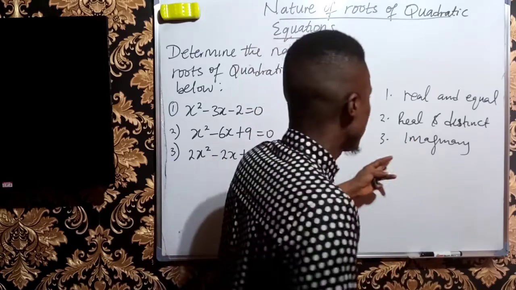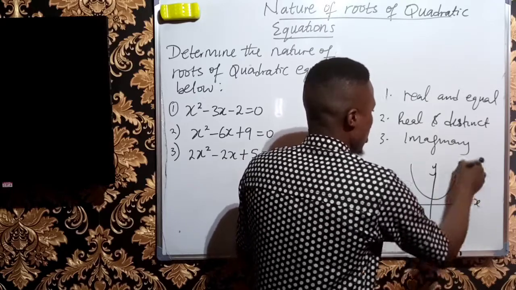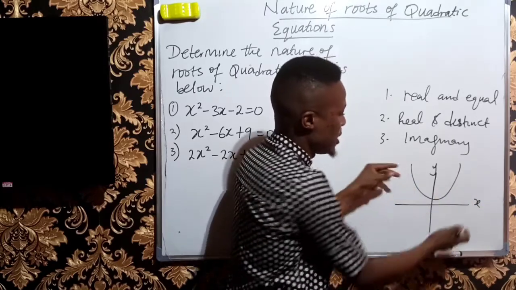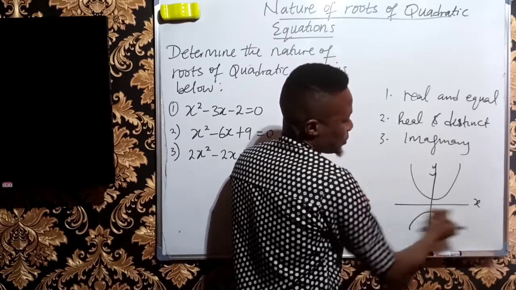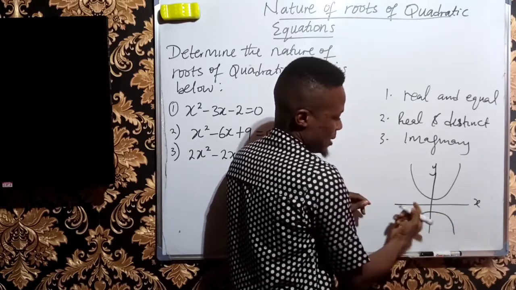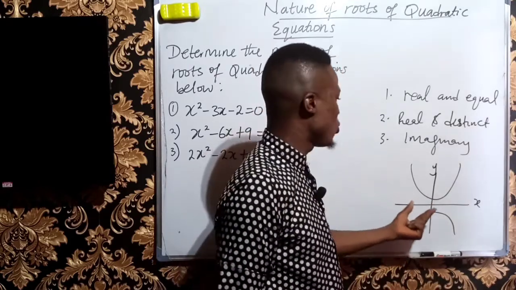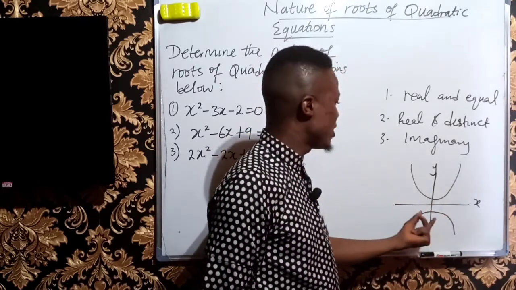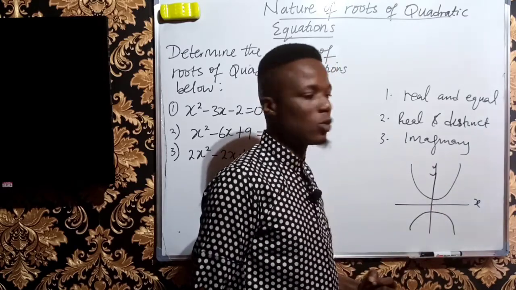And if you want to plot this on a Cartesian plane, look at what you have. You find out that the curve will be above the x-axis or below it. It will no longer be touching the x-axis, because wherever the curve touches the x-axis gives you the solution of that given quadratic equation. So no real values of x can satisfy the given quadratic equation.